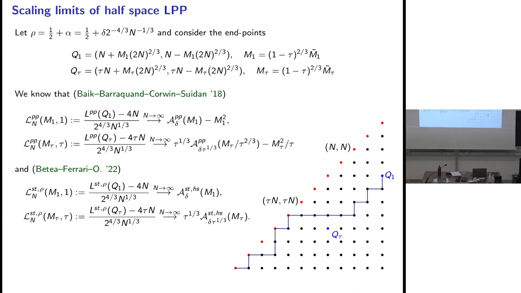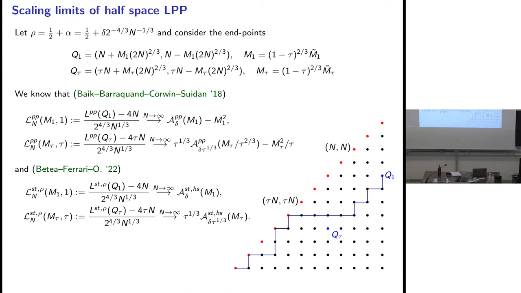So for these two models, we have some results regarding their scaling limits. What we are considering here are two last passage percolations with endpoints given by q1 and q tau. These points are, if you look along the diagonal, at distance tau n and n from the origin along the diagonal. So you should think of tau to be the macroscopic time variable. And then we take the points at distance m tau or m1 times n to the 2 over 3. Why do we choose this scaling? Because this is the typical scaling of space correlation for models in the Kardar-Parisi-Zhang universality class.